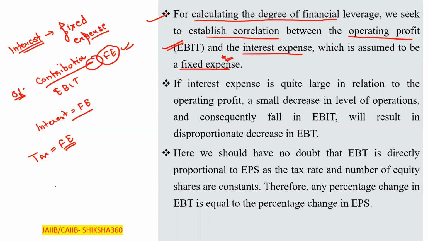If the interest expense is quite large in relation to the operating profit, that is, we are paying a large amount of interest, then a small decrease in the level of operations, and consequently a fall in EBIT, will result in a disproportionate decrease in the EBT.